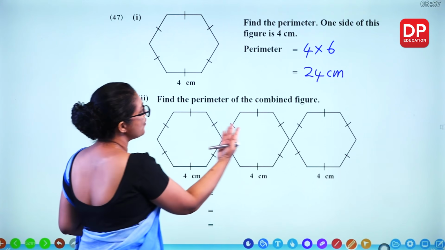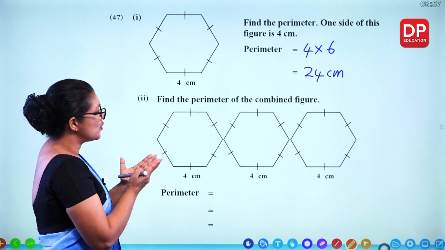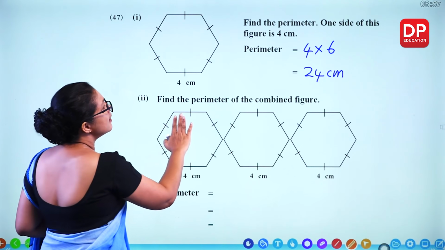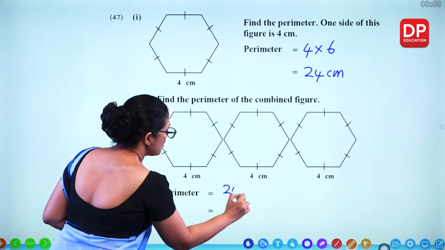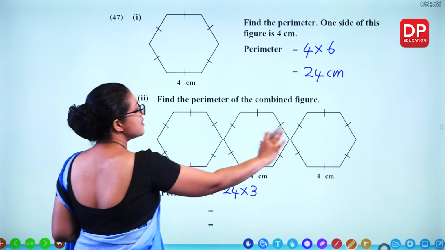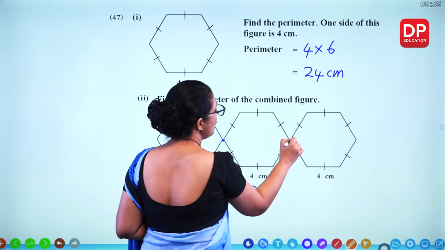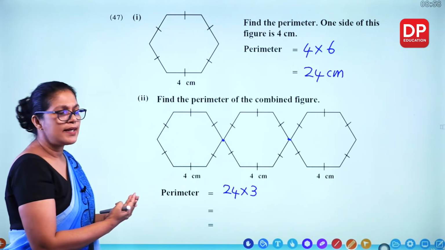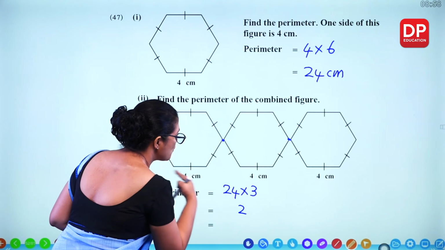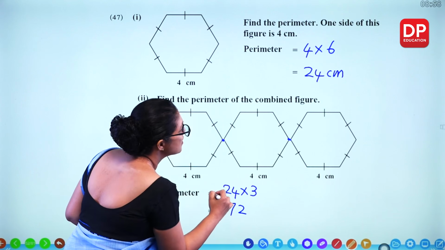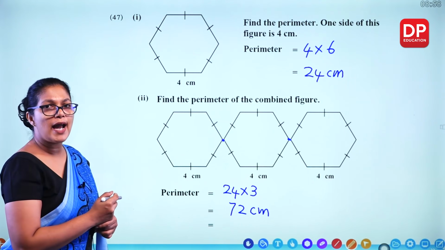Now look at the perimeter of the combined figure. So combining 3 hexagons. But nothing overlaps, so you can take 24 times 3. So 24 times 3 is the perimeter of this combined one. So just attached from here only, not overlapping sides. So 3 times 4, 12, 1 remaining. 3 times 2, 6 plus 1, 7. So 72 centimeters is the perimeter of this combined figure.